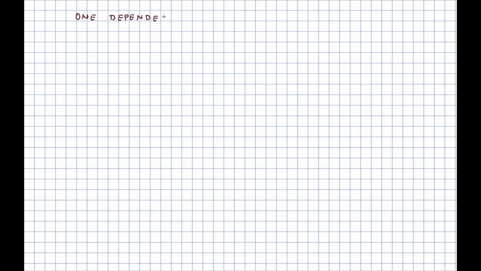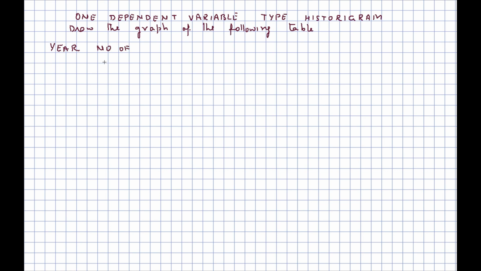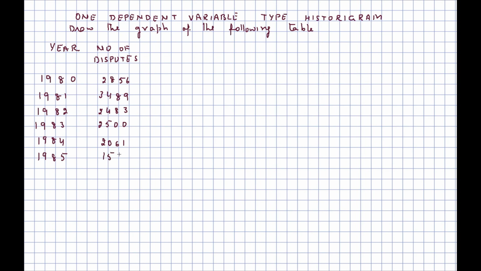Let's start with first example, one dependent variable type historigram. Draw the graph for the following table. We have 2 columns, first representing the year and second column representing the number of disputes. In 1980 there were 2856 disputes, 1981 3489, 1982 2483, 1983 2500, 1984 2061 and 1985 1522.